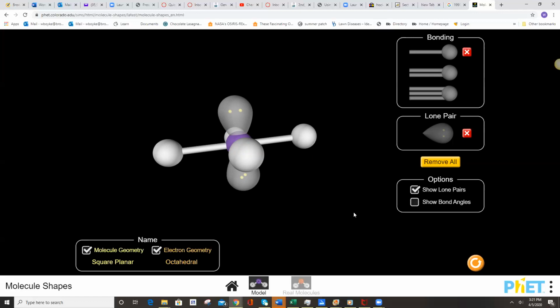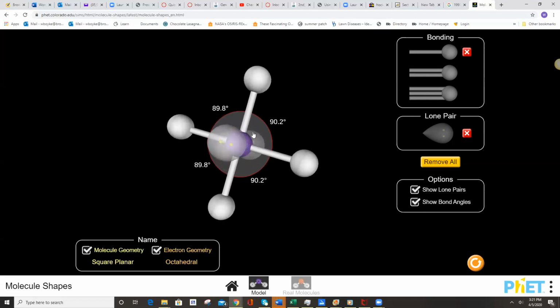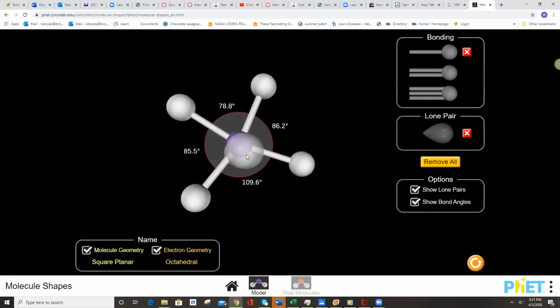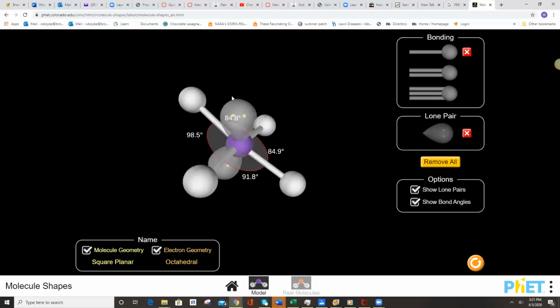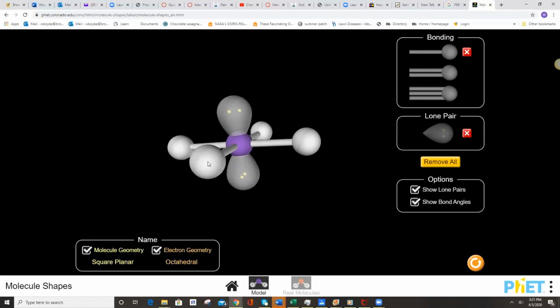We look at the bond angles. Again, if I show the bond angles, remember bond angles is what happens between outer, central, outer. I see I'm going to have a whole bunch of 90-degree angles. If I rotate the molecule, I'm also still going to have those 180-degree angles that this particular simulation doesn't show. But here I have my square planar molecular geometry with 90 and 180-degree bond angles.